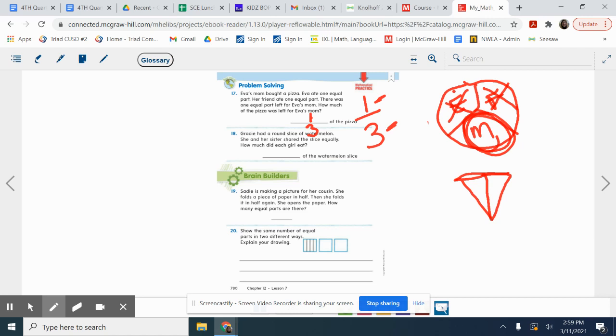But they want to know how much each girl had. So each girl had 1/2. And we say 1/2 of the watermelon. 1/2. 2 is how many? The denominator. That's how many there are total. And 1 is how much they each have. That's the numerator.